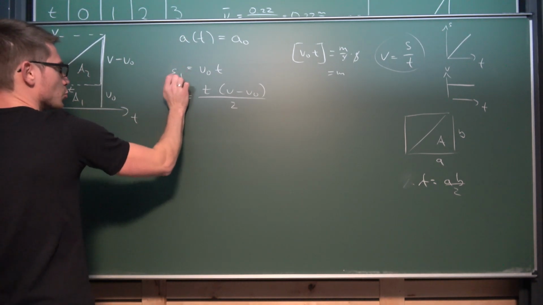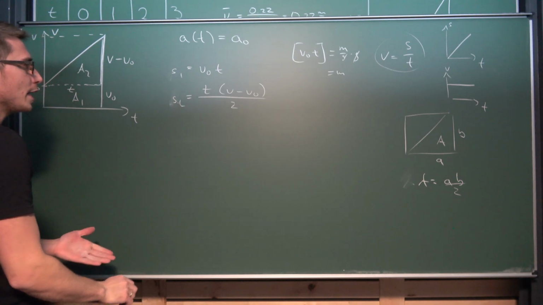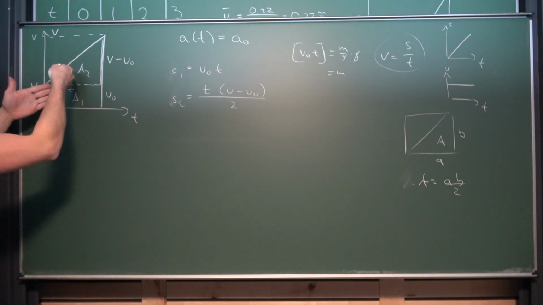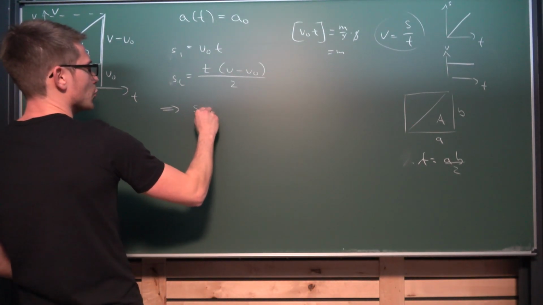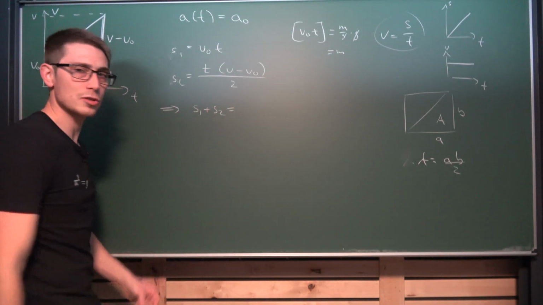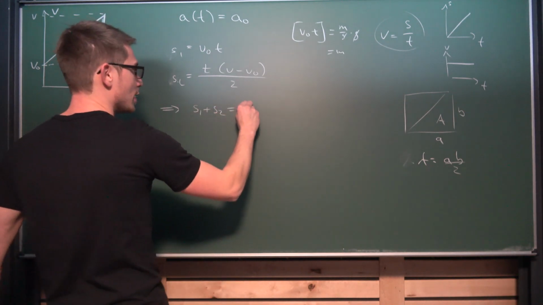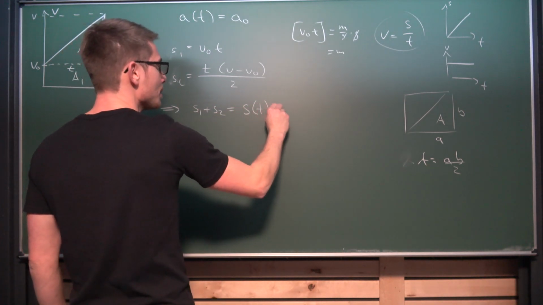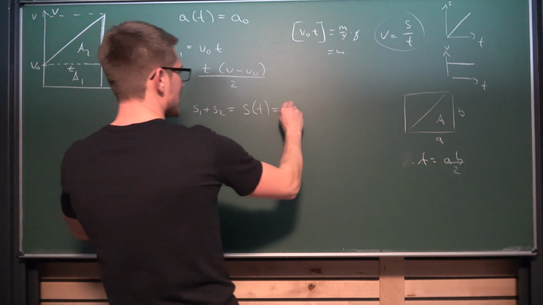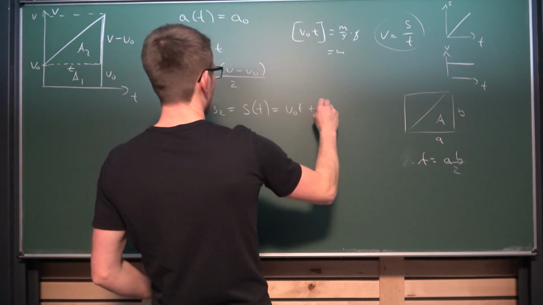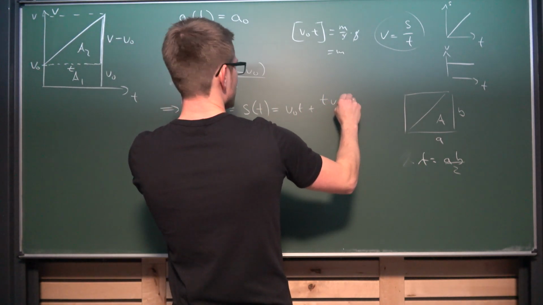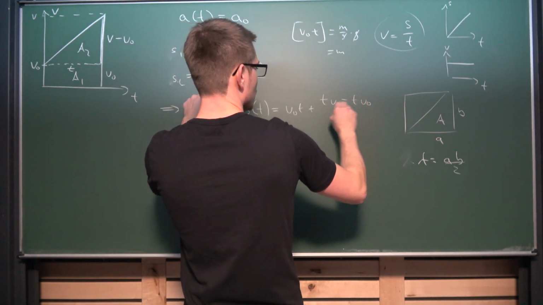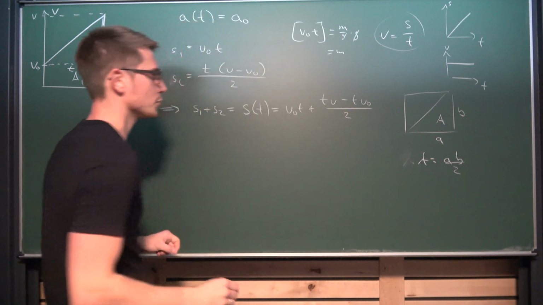So we get a distance 1 and a distance 2. And to get ourselves the total area here, we're just going to add those two together. Meaning S1 plus S2 is going to be our distance traveled, S with respect to T, is equal to V naught times T plus, I'm going to separate this a tiny bit, T times V minus T times V naught divided by 2.